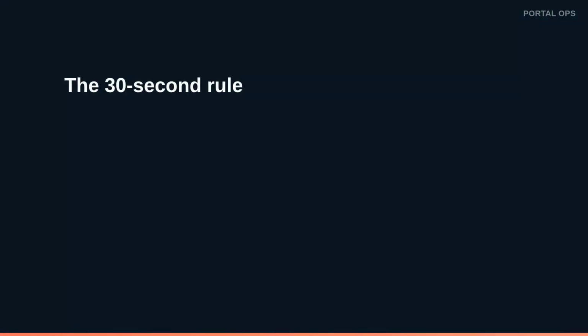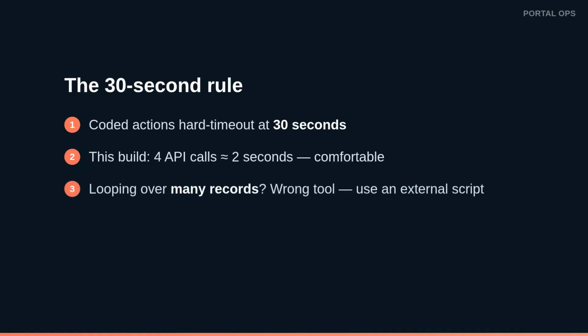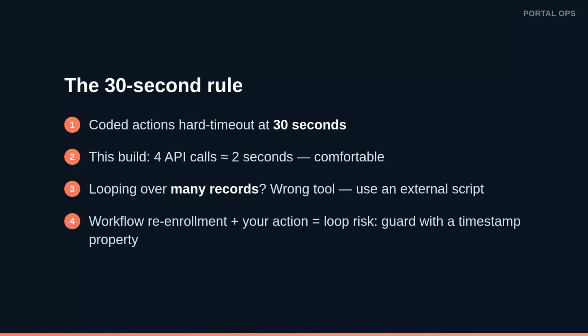Now the constraints. Coded actions hard stop at 30 seconds. Our build makes 4 API calls and finishes in about 2, so it's comfortable. But the moment you're tempted to loop over every deal on the company or every contact in the portal, you're using the wrong tool. That's an external script on a schedule, not a workflow. And one trap specific to syncs like this: if another workflow reacts to the company change and touches the contact again, you can re-enroll yourself into a loop. A last-synced-at timestamp property, checked at the top of the action, is the cheap guard.